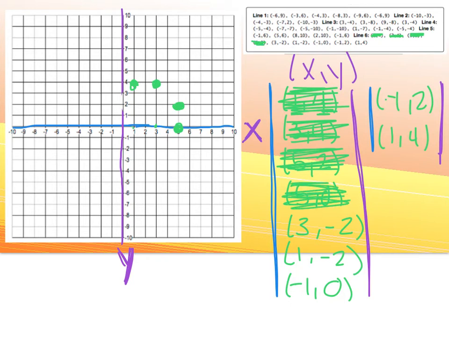Our next one is 3, negative 2. So I'm going over to 3 on my x-axis, which is right here. And this says negative 2. So I'm not going to go up 2. If it's negative 2, I'm going to go down 2. So your next point should be right there. Go ahead and cross this guy off. Let's keep going. Our next point's 1, negative 2. So you find 1 on the x-axis and you go down 2. So 1, negative 2 is right there.